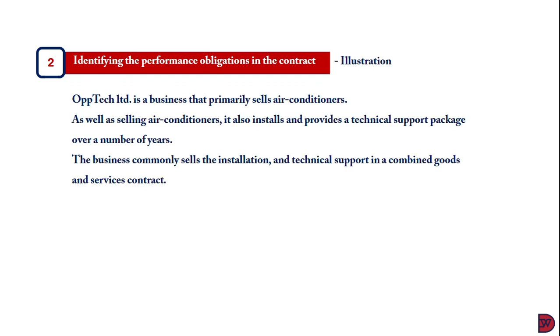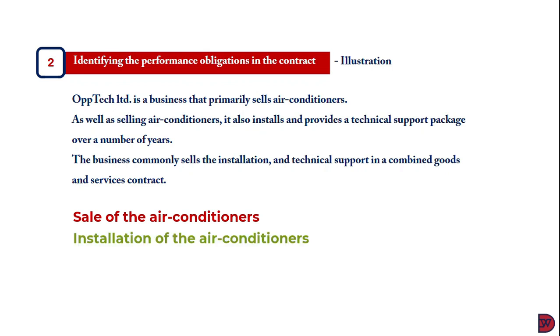Let's illustrate what identifying performance obligations will look like. Optech Limited is a business that primarily sells air conditioners. As well as selling air conditioners, it also installs and provides a technical support package over a number of years. And the business commonly sells the installation and technical support in a combined goods and services contract. So here, the sale of the air conditioner is one performance obligation. The combined goods or service contract has two separate performance obligations, which are the installation of the air conditioners and the technical support. So we have three performance obligations here.